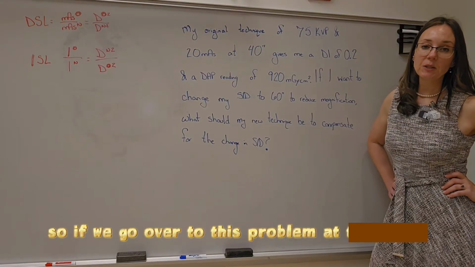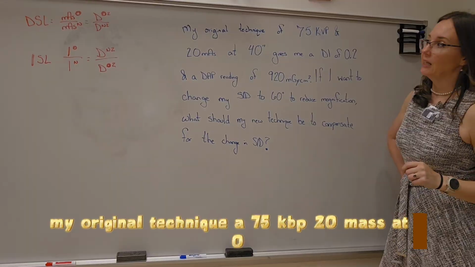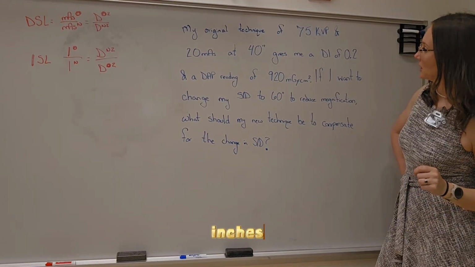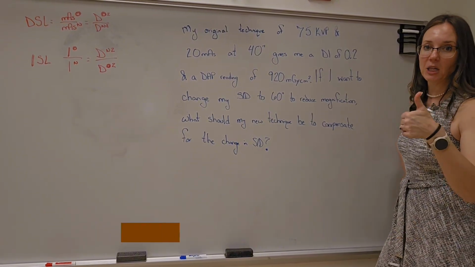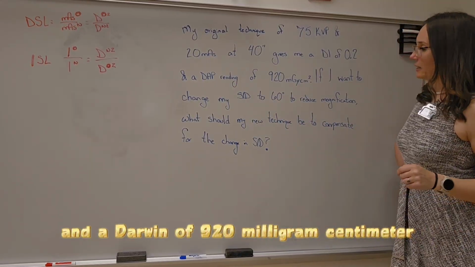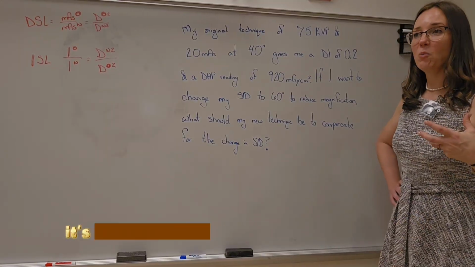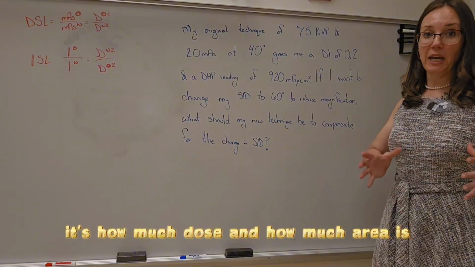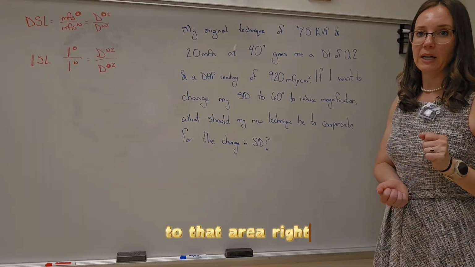So if we go over to this problem at the board, my original technique of 75 kVp, 20 mAs at 40 inches gives me a DI of 0.2, which is basically a zero technique. Great job, you did wonderful. And a DAP rating of 920 milligray centimeter squared. Remember, DAP stands for dose area product. It's how much dose and how much area is going to that image receptor, to that area, right?